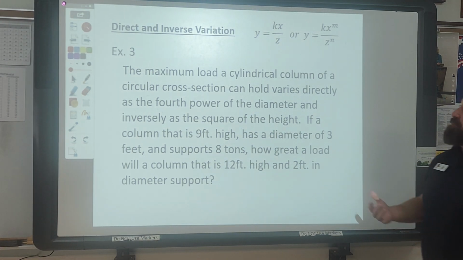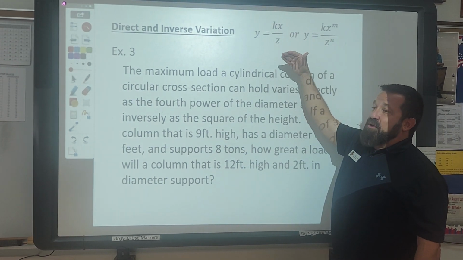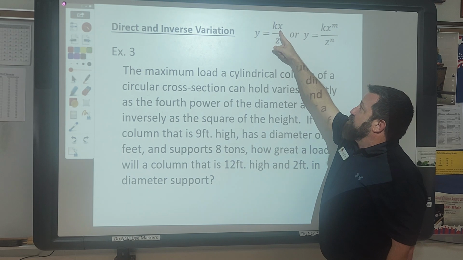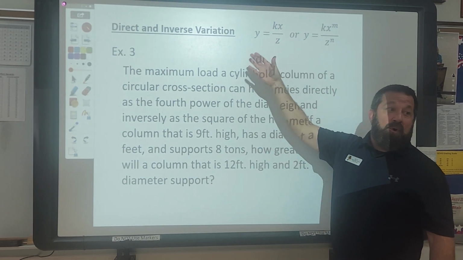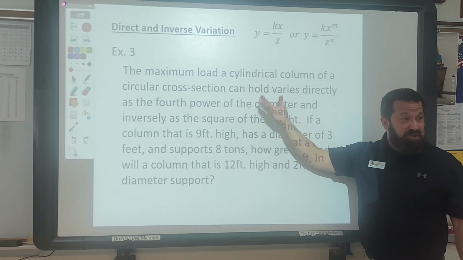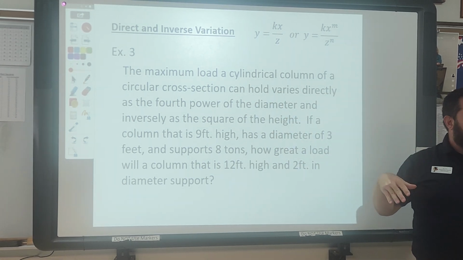What does that mean? Well, that means like in a basic equation like this first one, like direct variation did before, if I doubled the x value, the y value would double. But if I doubled the z value, the y value would be cut in half. And so if I did both those at the same time, it basically would negate each other, okay?